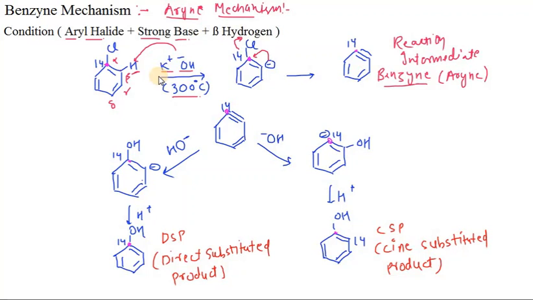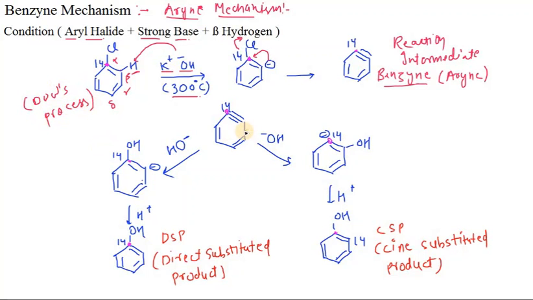So if we want to check the position of the functional group in the product, we generally use an isotope, so we can guide how the reaction is proceeding. So this is known as the isotope effect. Now this process is known as Dow's process. The formation of this is known as Dow's process.